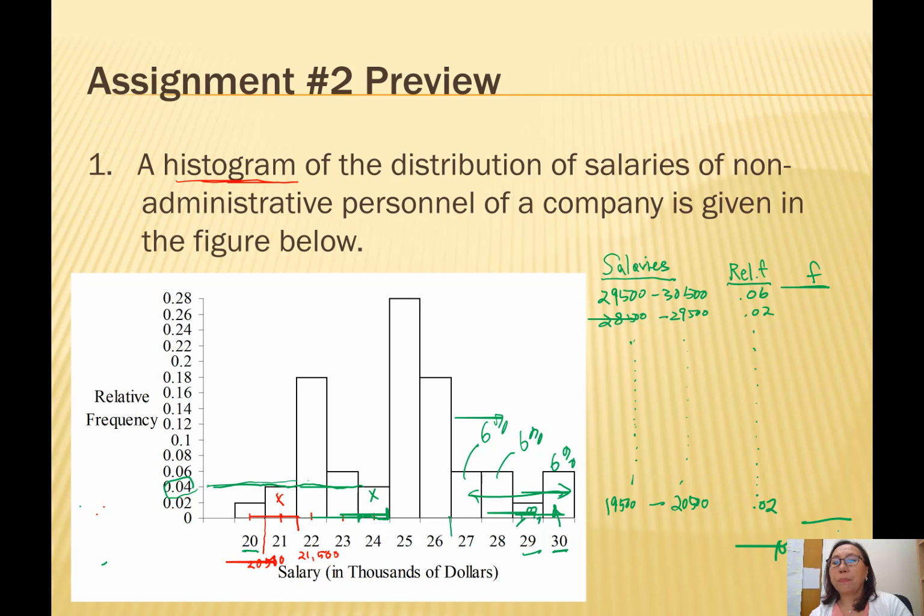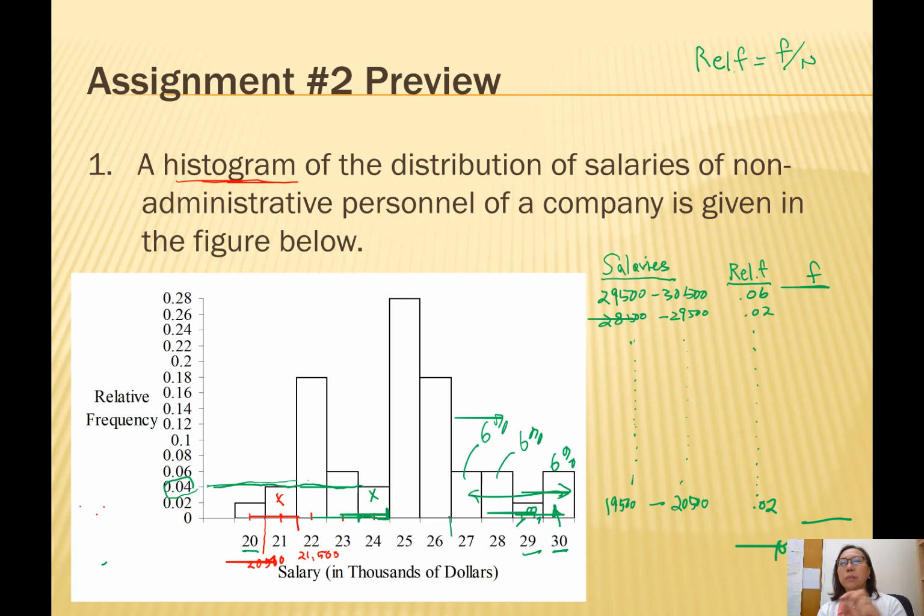So how do we go from a relative frequency of 0.06 to the actual number of people that make that much money? Earlier, one small formula that was given was to find the relative frequency, which was frequency divided by n. But this time it's frequency that we're looking for.